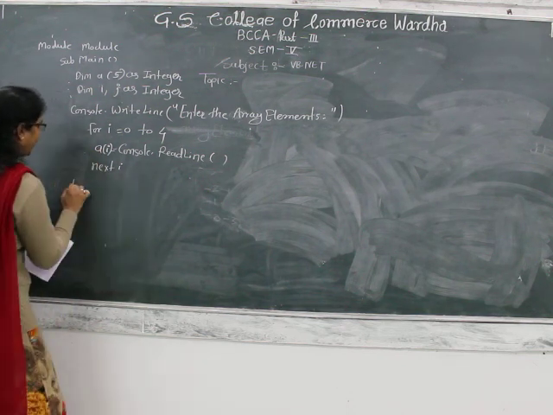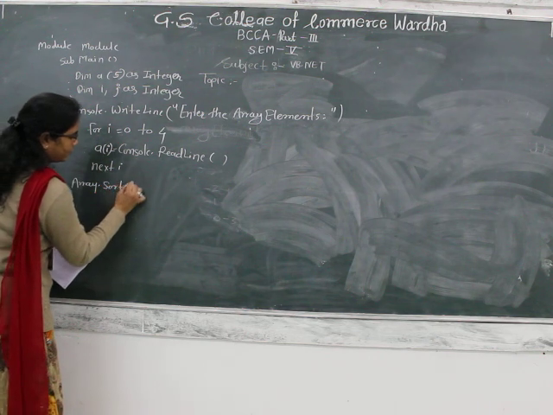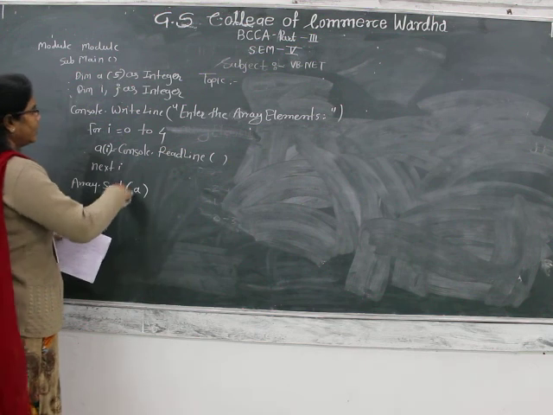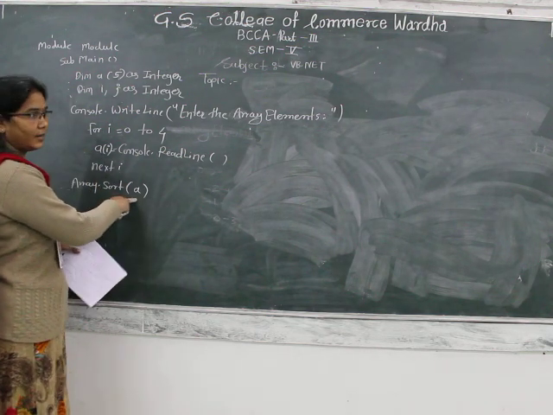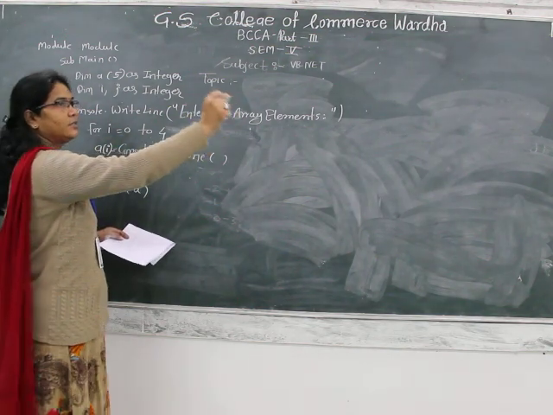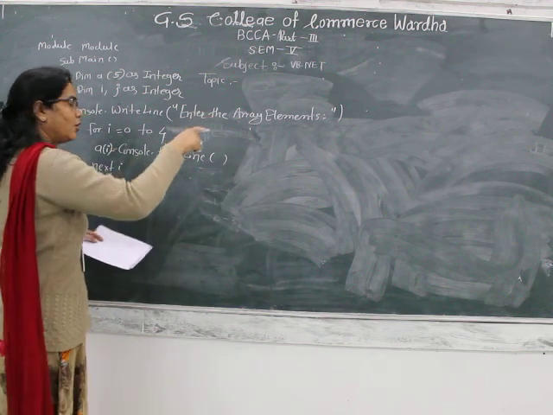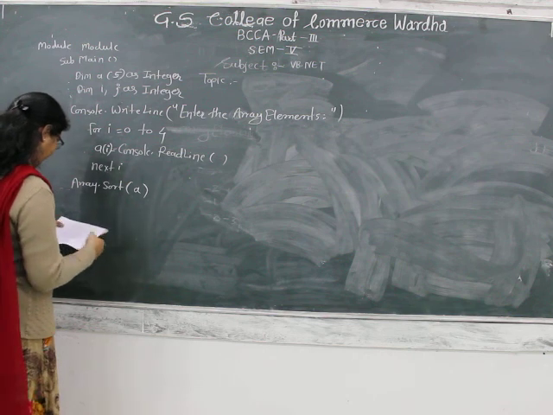Okay, after that Array.Sort. Here we have to provide A. What is A? It is nothing but the array. Here we are providing the array name, that is the array list as Array. This is the argument in that Sort method. So here, the array name.